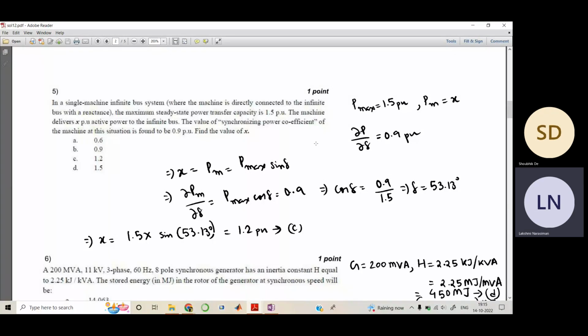Okay, if it is operating in the negative zone, it means a small amount of instability would result in out of sync, right? Okay.